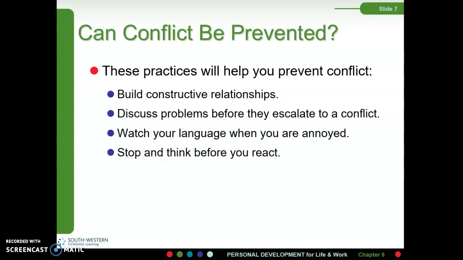Stop and think before you react. That is so important when preventing conflict. You want to stop, think, and start looking through the lens of the other person. Look through their point of view and their eyes. Look through their lens to see what they're thinking, and again, you can ask questions to get an idea of what that person is thinking before you react.